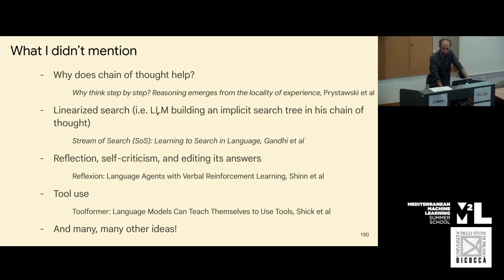Linearized search: the idea that the LLM does not necessarily need to build an explicit tree, because a tree, sure, it's a fancy structure, but it can be linearized in the sense that you can make a trace of what you've tried and then backtrack, you know, let me backtrack now and so on. And instead of imposing this complex data structure which lives outside of the LLM, maybe it should be the LLM itself that builds it. And there's this paper called Streams of Search, Learning to Search in Language, by Gandhi et al.